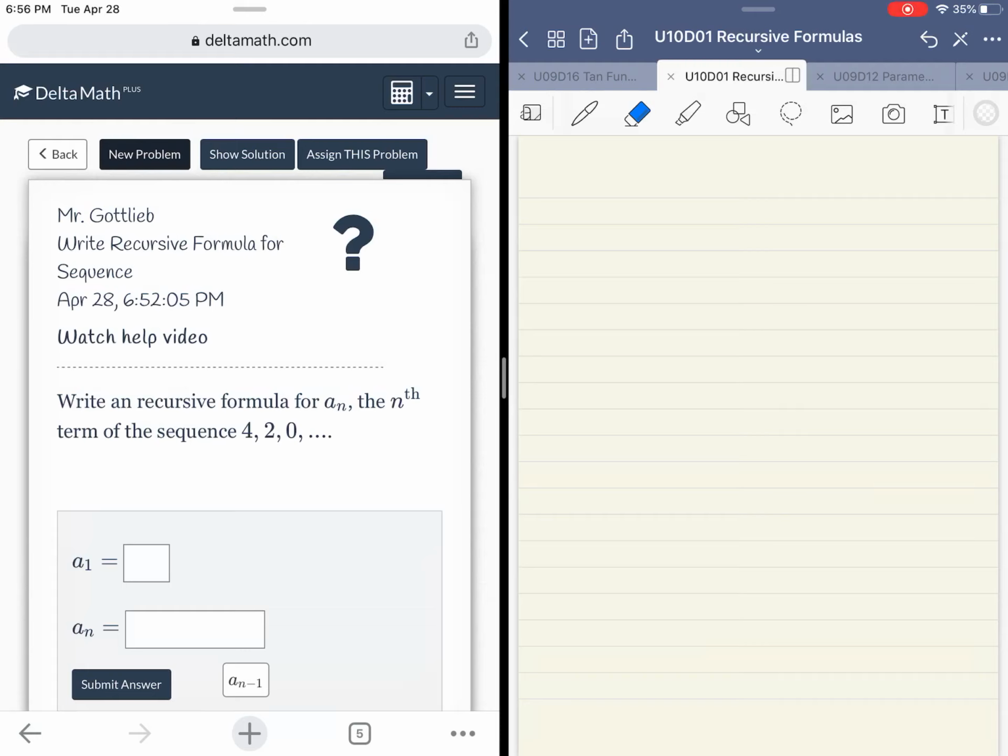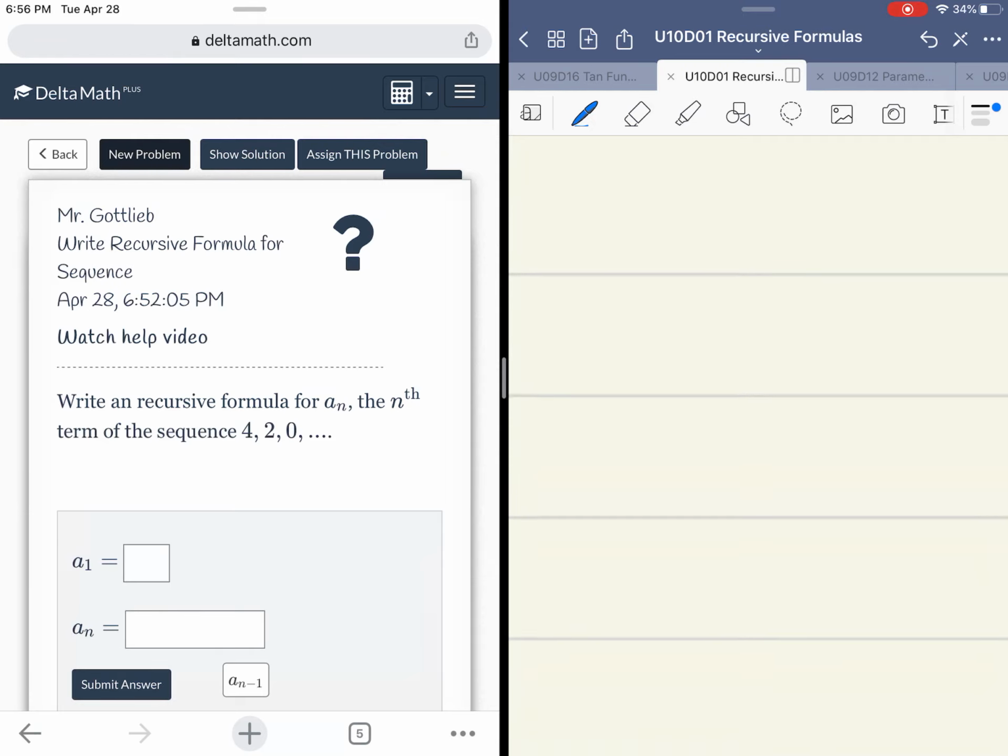So I was requested to review problems 5, 6, and 7 from Unit 10, Day 1. Pretty much that is the assignment called write recursive formulas for a sequence, which you can find on the Delta Math assignment. I'm just going to use those examples, so you still get to practice those problems while doing the assignment. But for now, I'll just do a few of the examples from the Delta Math.